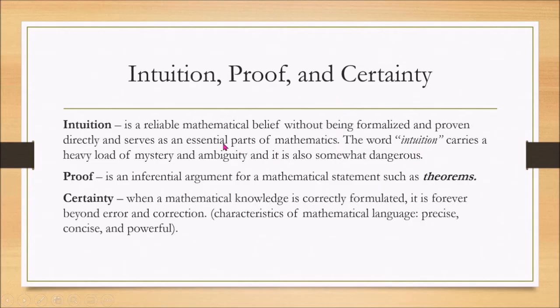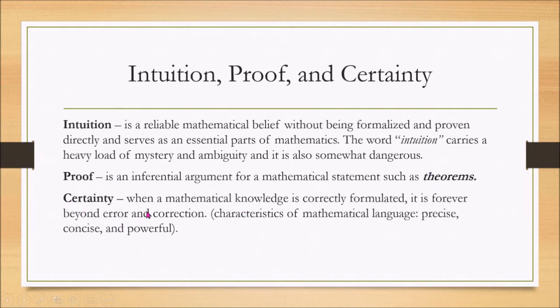That's their feeling. Whereas proof is an inferential argument of mathematical statements such as a theorem, wherein theorems are really proven. Theorem is different from theory. Theory is not yet proven. It is just a theory, but when it becomes a theorem, that is already a proven theory. That is what we call a theorem.